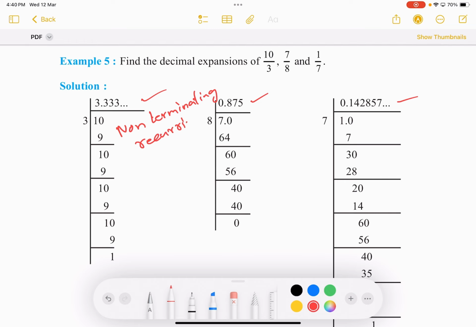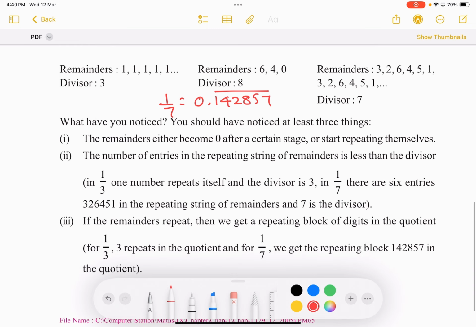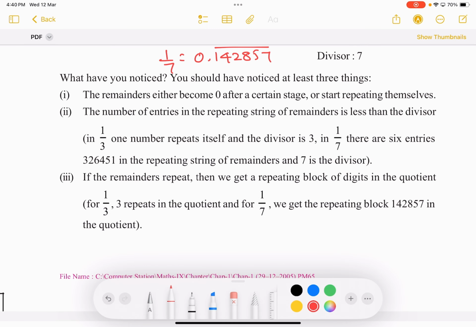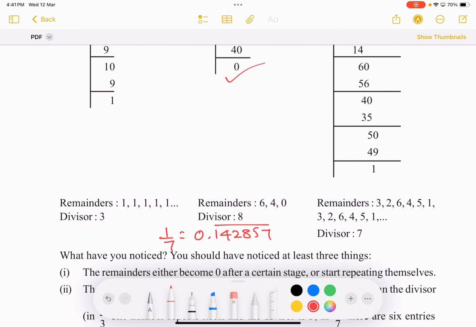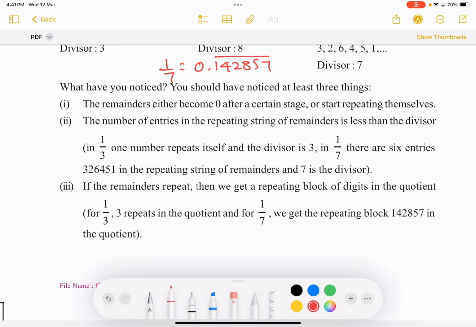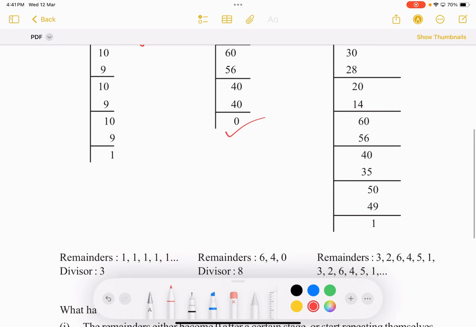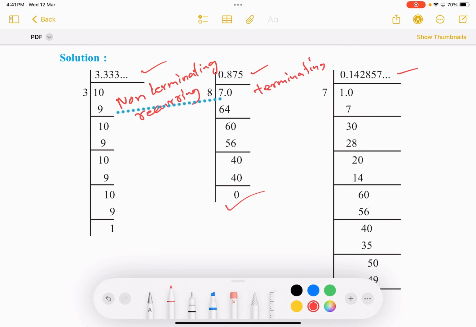Non-terminating recurring, right? But this is terminating. The other one is also non-terminating recurring. Now look at these points, the remainders. What are the things we notice? The remainders either become 0 after a certain stage, or start repeating themselves, that is, it again starts with the same number. After a certain stage, it is repeating.